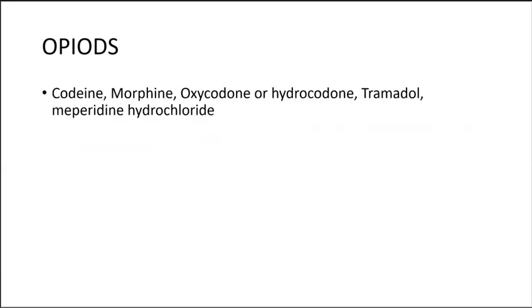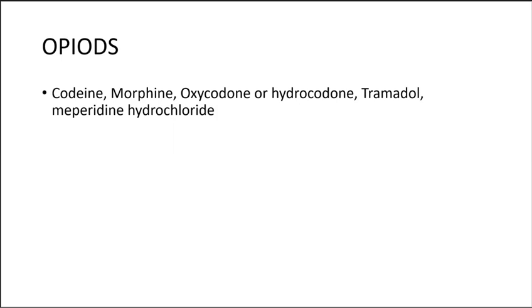Let's quickly look at opioids. Opioids are a broad group of pain-relieving drugs that work by interacting with opioid receptors in your cells. We could have our narcotic opioids like your codeine, your oxycodone. We could have our narcotic analgesics like our tramadol, our hydrocodone. You could even have your meperidine hydrochloride or our Demerol.